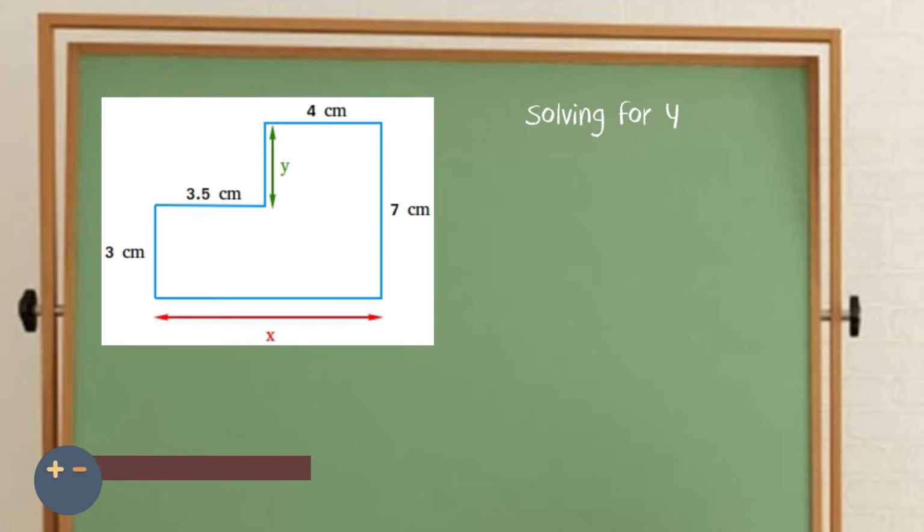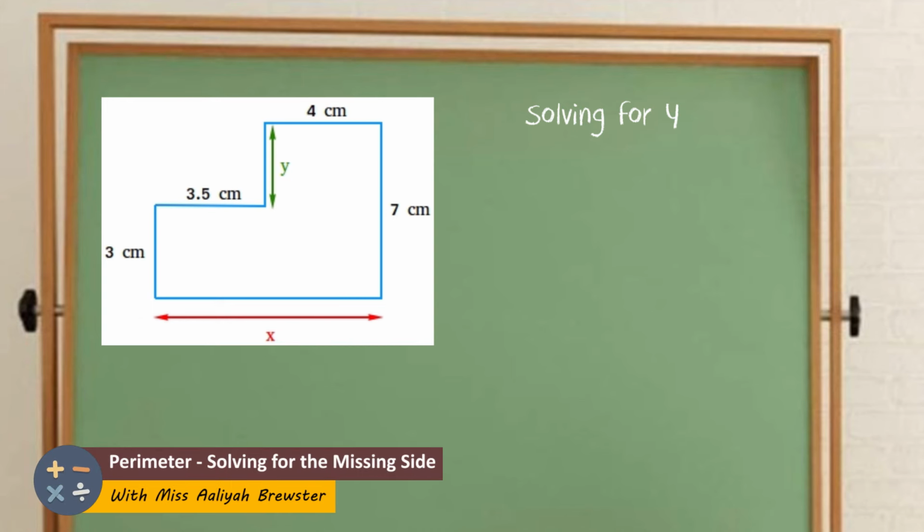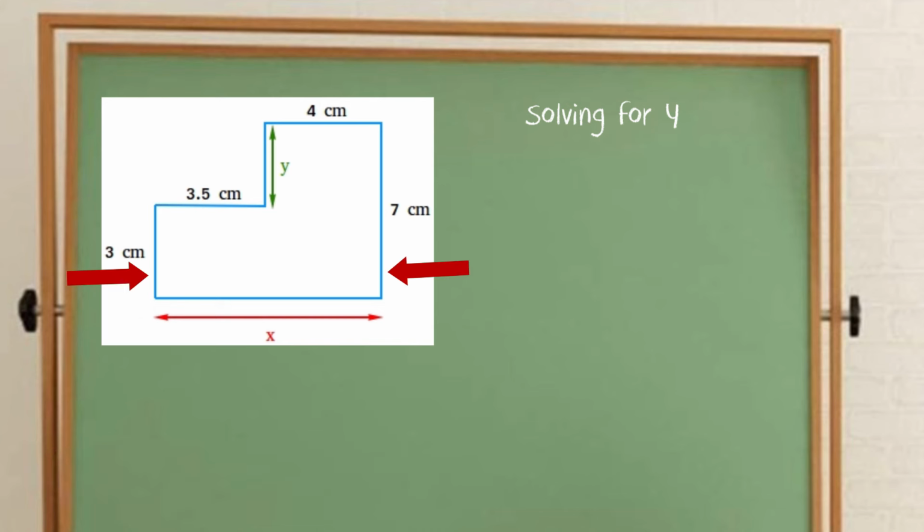Now let's solve for y. To do this, we look at the lines that are at the side and that are running vertically. We have 7 centimeters and 3 centimeters. Of course, this side is equivalent to this side. So if we were to find for y, we have to minus 3 centimeters from 7 centimeters, and that would be 4 centimeters. Therefore, the value of y, or the measurement of y, is 4 centimeters.